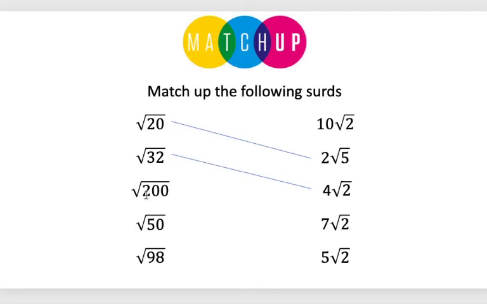Doing something similar with the square root of 200, that can be split into the square root of 100 times the square root of 2, and the square root of 100 is 10, so we get 10 root 2. Thinking of the highest square number that goes into 50, it will be 25, and the square root of 50 can be written as the square root of 25 times the square root of 2. The square root of 25 is 5, so this matches up with 5 root 2. And then finally the last one by default, but let's go through that. The highest square number that goes into 98 is 49, so the square root of 49 times the square root of 2 gives the answer 7 root 2.